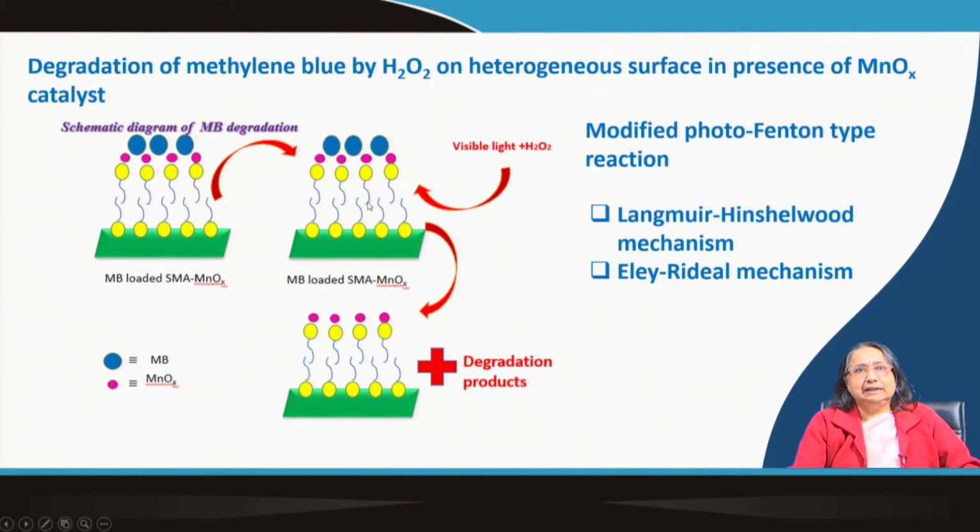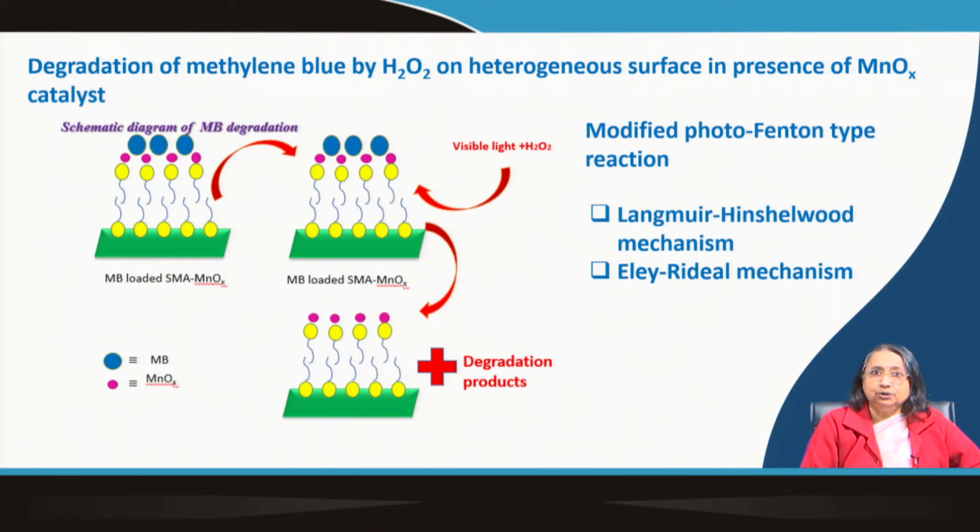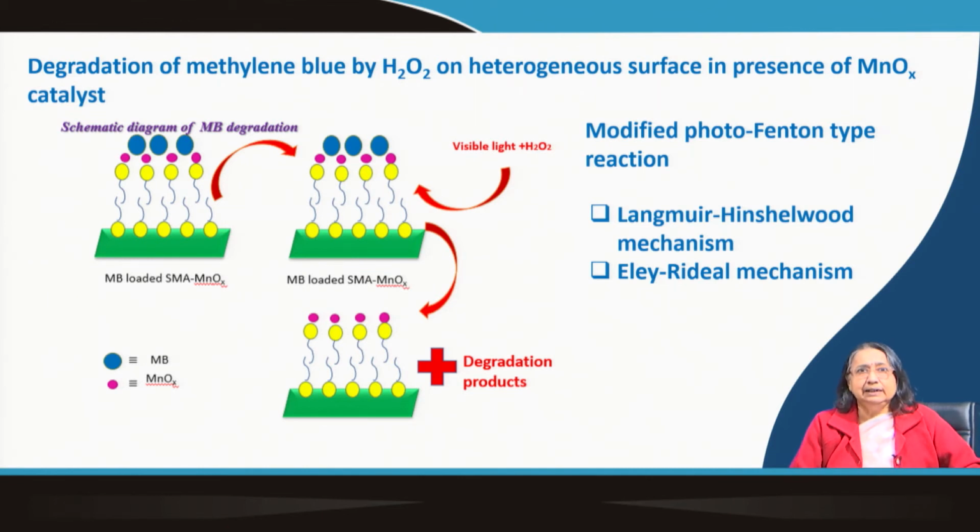So, this type of degradation is called an advanced oxidation process, where the OH dot radical is a very powerful oxidant, even more powerful than H2O2. It takes its role as an oxidant to oxidize the organic pollutant. Now, why is it called Fenton?